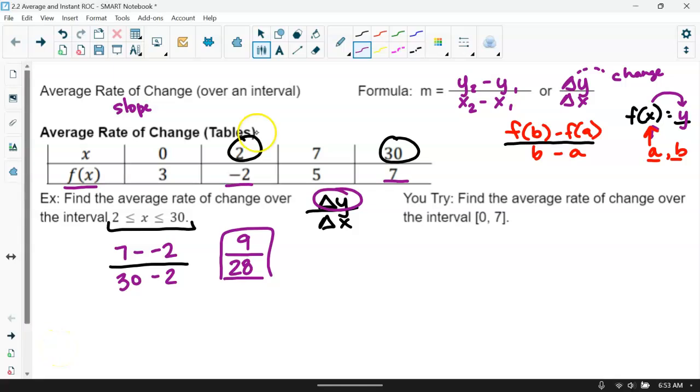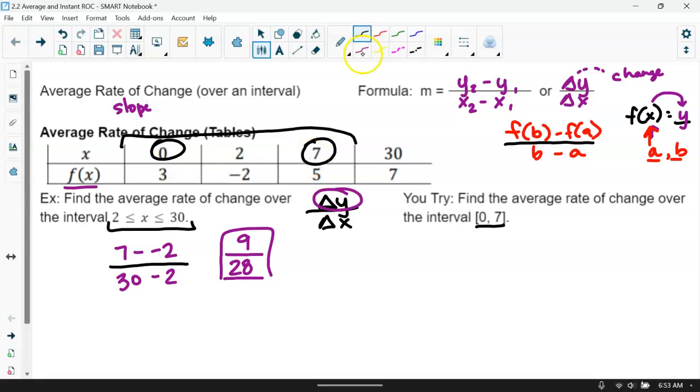And here we go. You just had to focus on the average rate of change over the interval from 0 to 7. Those are our x values. The y values, the change in your y's, are 5 and 3. So 5 minus 3 over the change in x, 7 minus 0. Our average rate of change is 2 over 7.